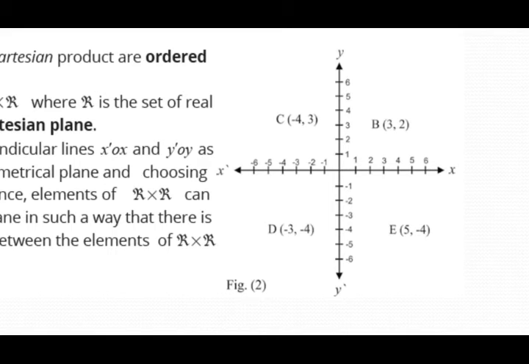3 and 2 in the first quadrant. x and x dash is the horizontal line, the x-axis, y and y dash the vertical line, the y-axis. In the first quadrant, x is 3, y is 2. Then -4 and 3: -4 is x and 3 is y, and both are in which quadrant? The second quadrant, because x is negative. Both negative, -3, -4, is in the third quadrant; x positive 5, y negative -4 is in the fourth quadrant.